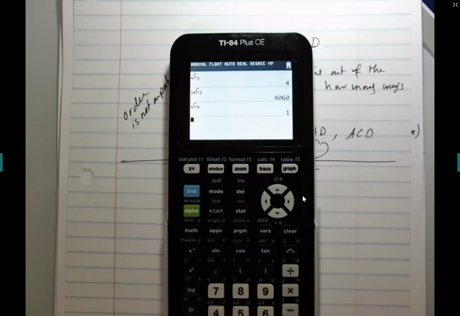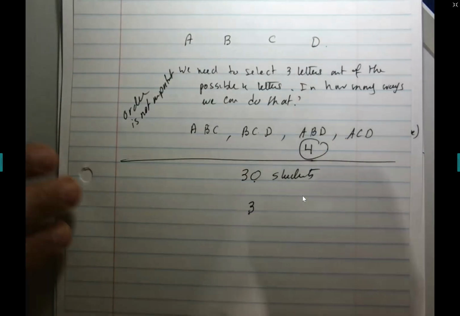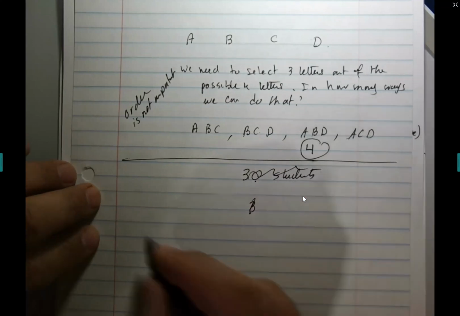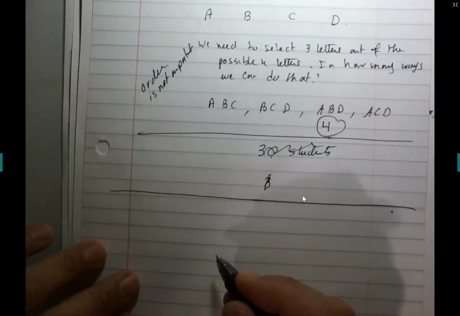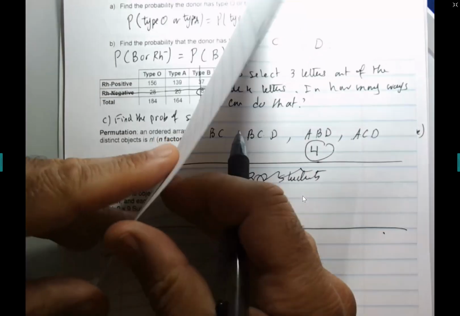This is called, guys, in statistics, combination. When you want to select a group from a larger group and you're asked how many ways you can do that, this is called combination when the order is not important. But when the order is important, I'm going to show you another example now. I'm going to take the 4 letters, guys, that you did earlier.